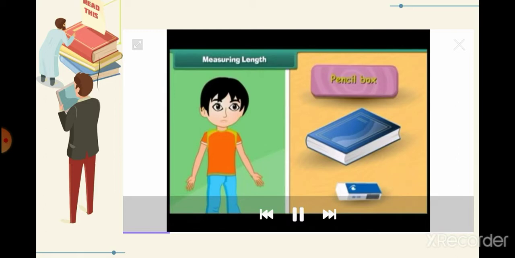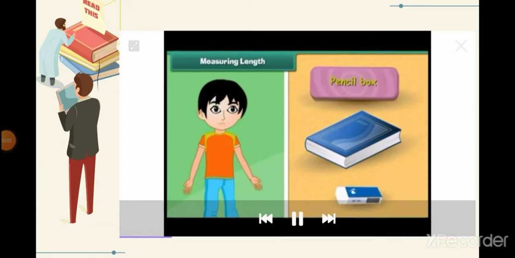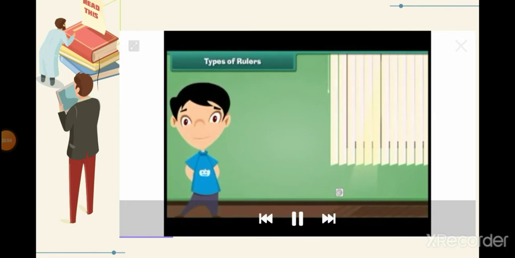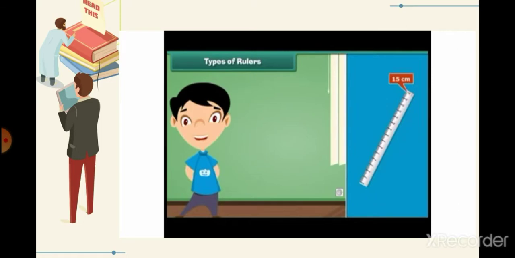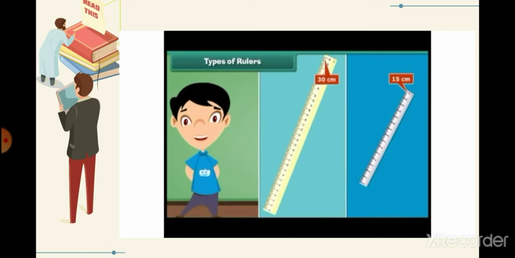Here you have to measure the length of these objects. You can see that here you have a pencil box, a book, and an eraser. So you have to measure these objects yourself. Click on each object to measure the length. Now, a ruler comes in different lengths. The first ruler can measure length up to 15 centimeters. The second ruler can measure length up to 13 centimeters.